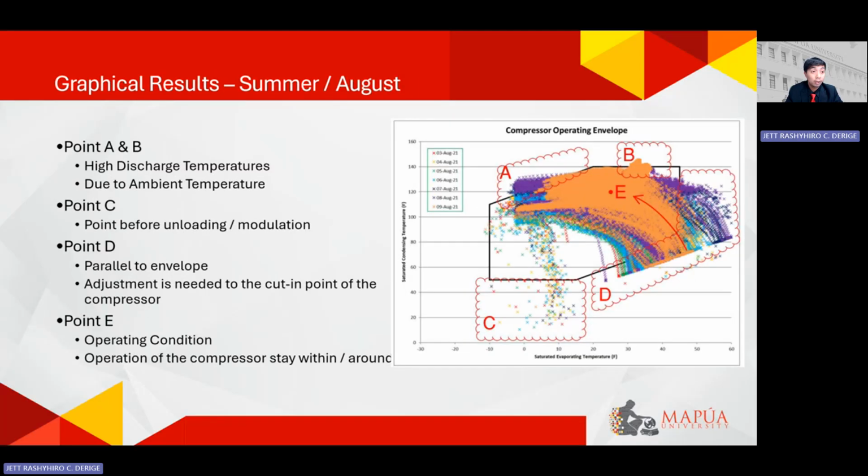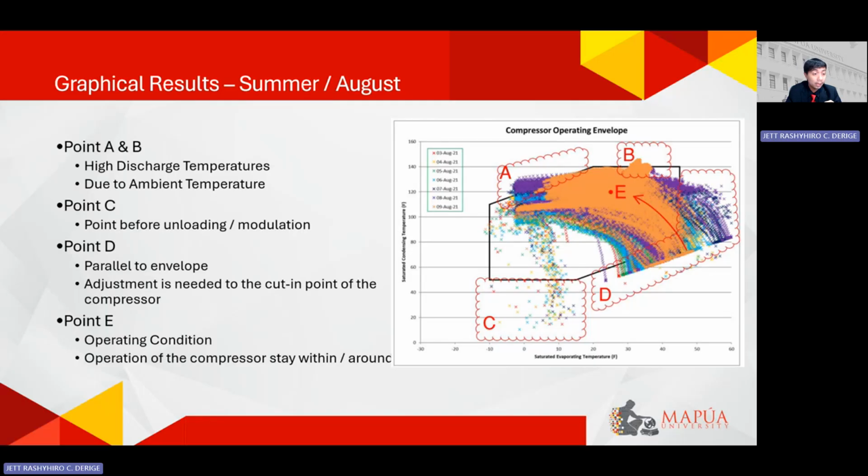And now, let's start with the graphical results. Let's start with summer. Points A and B show the high discharge temperatures. This is mainly due to ambient temperature. And point C shows the point before the compressor unloads because of the low suction line temperature, as you may see, and low discharge temperature.